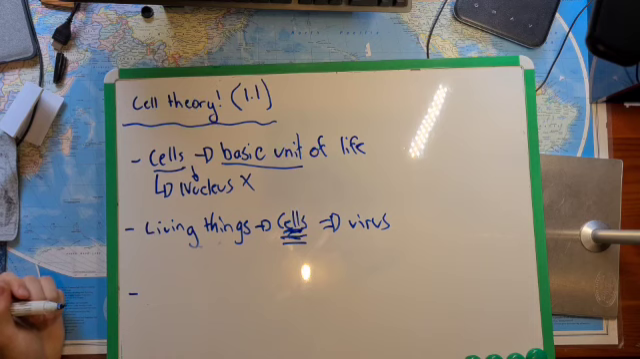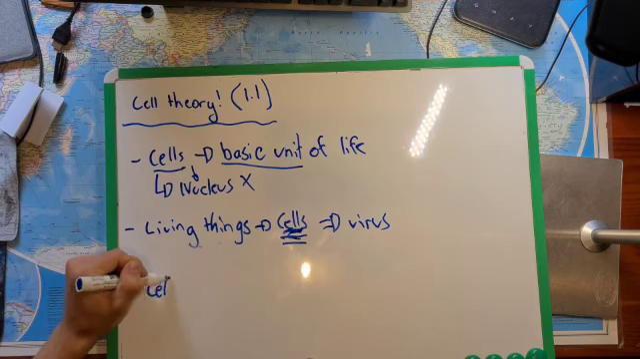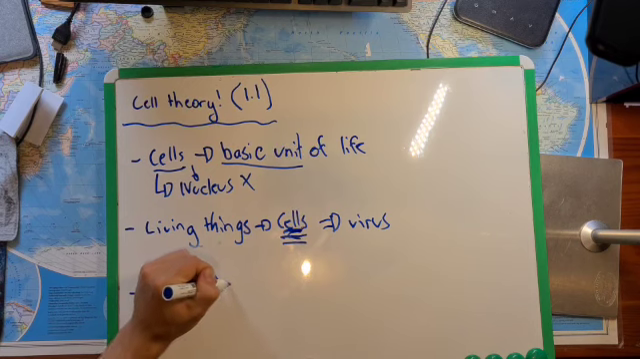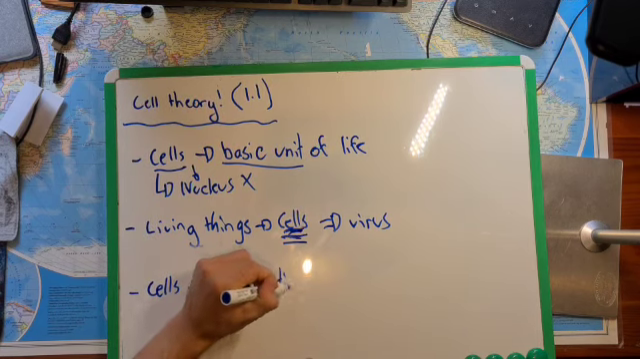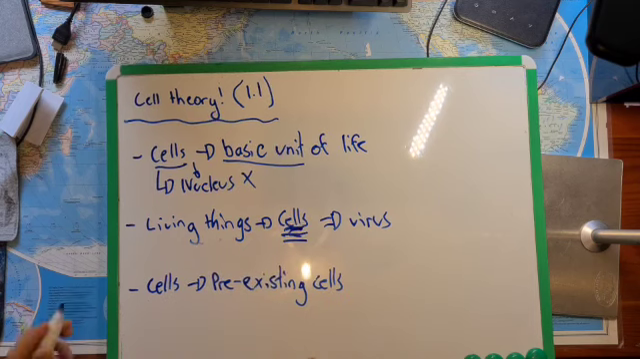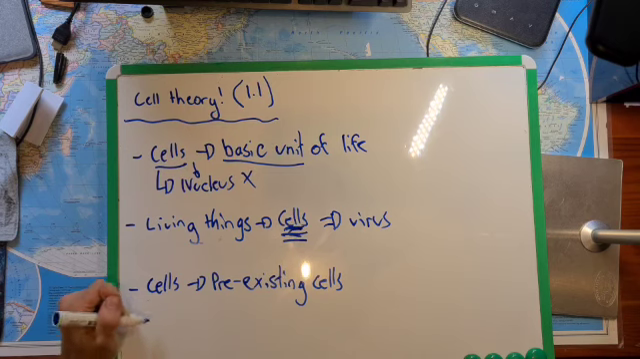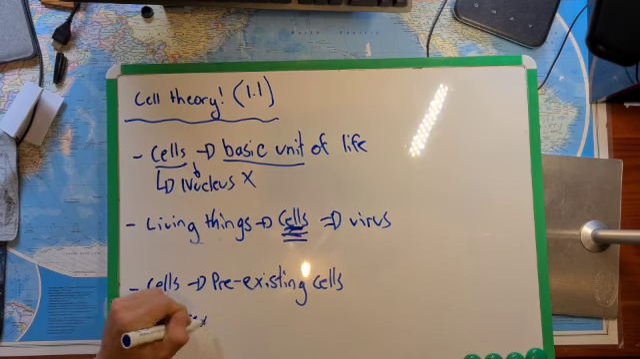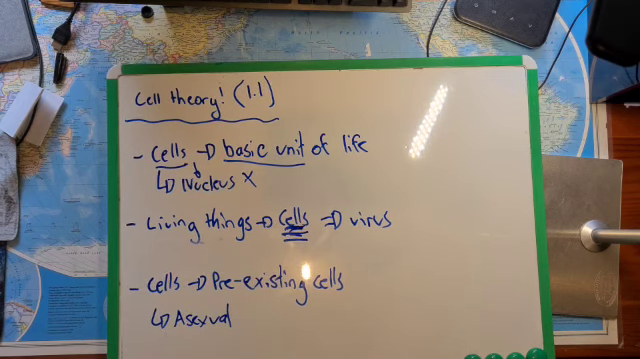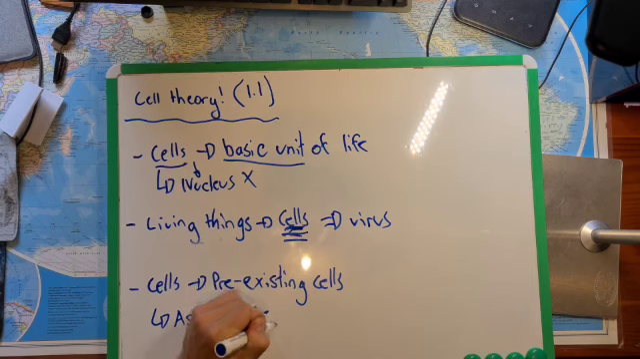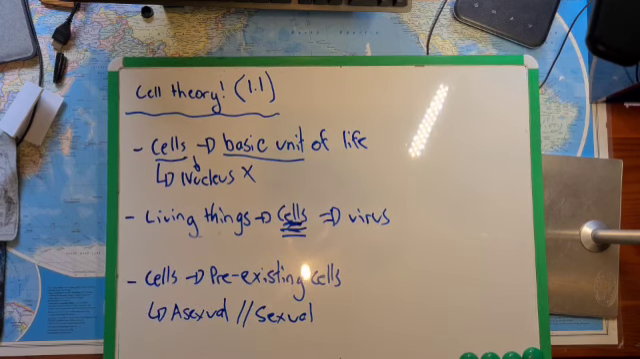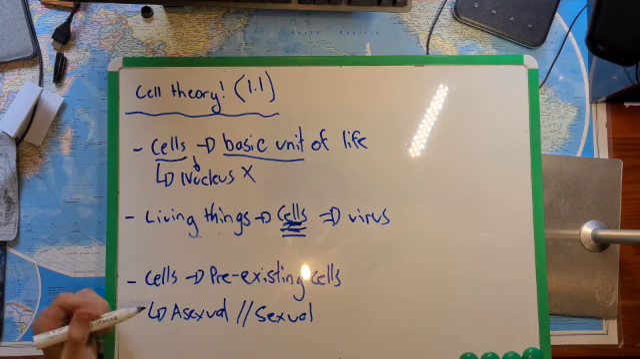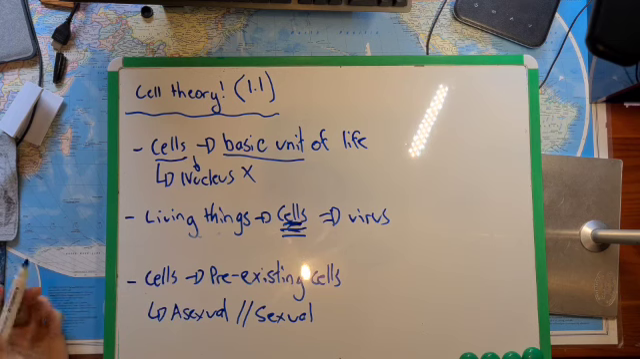The third key point from cell theory is that all cells come from pre-existing cells. We know that cells are derived from reproduction, whether that being asexual, so things like binary fission or mitosis, or through sexual, which of course is your meiosis. Cells cannot be spontaneously generated. They must come from a central point of origin, with this being your parent cell.